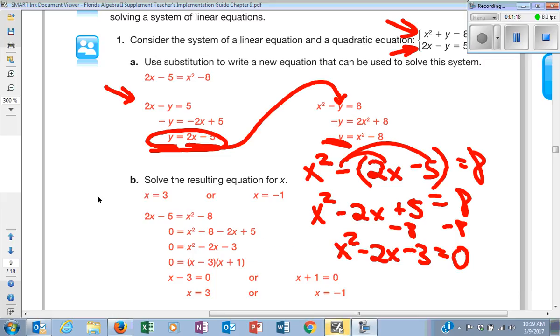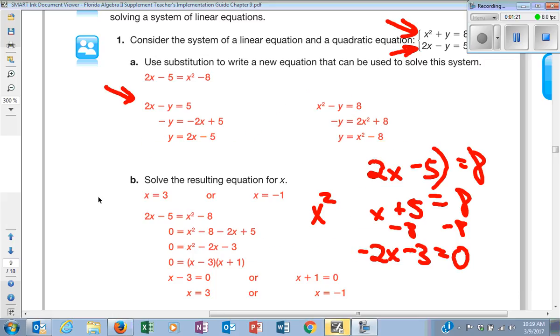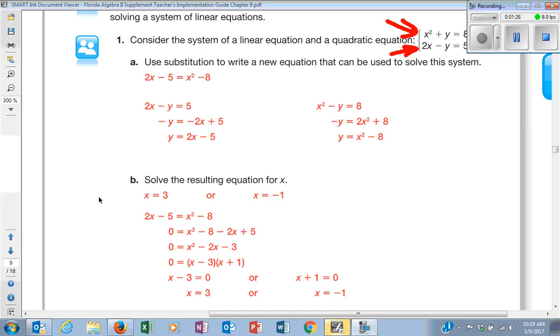You can see that's the same thing that they eventually got. So it doesn't matter how you do that. I would probably do that my way that I did that. I'd only make one of them say y equals and then plug in. They choose to do both. It doesn't matter.